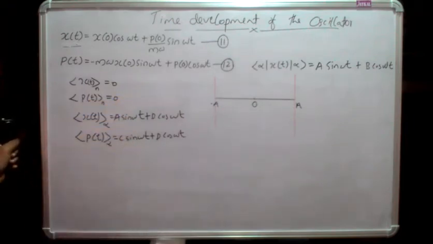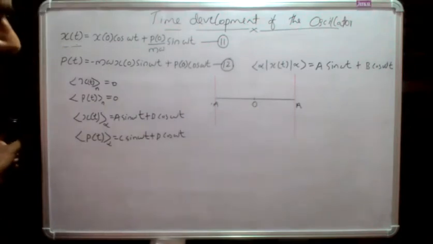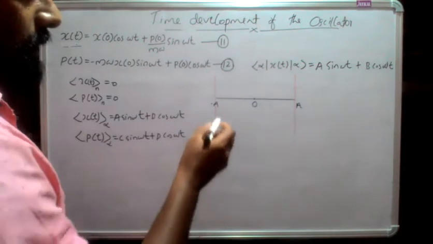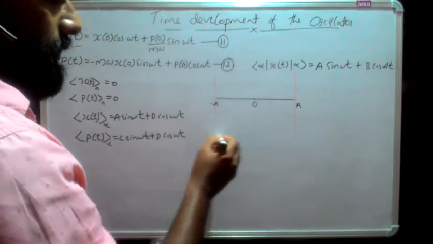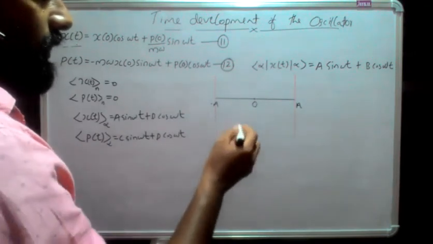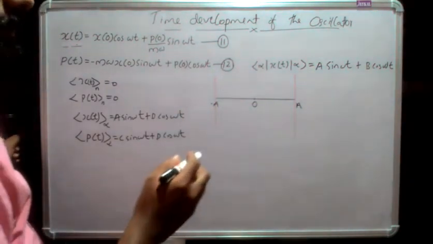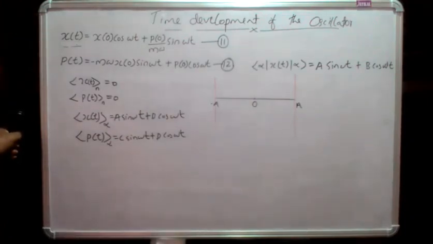I'll explain this difference physically. Consider a particle oscillating about a mean position. This is one limit, and this is another limit, and this is the amplitude. In between these limits, this particle is oscillating. So now I'm going to explain the difference of expectation values of a stationary state and a superposition of different states.